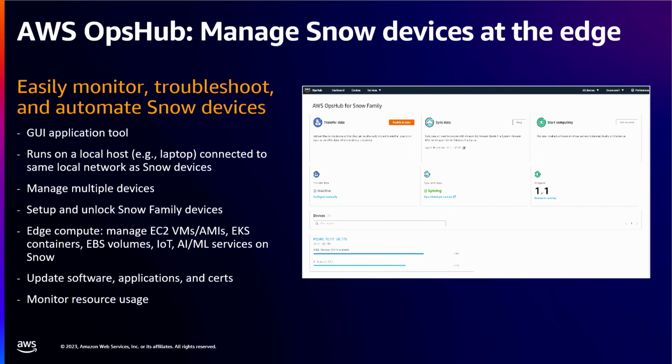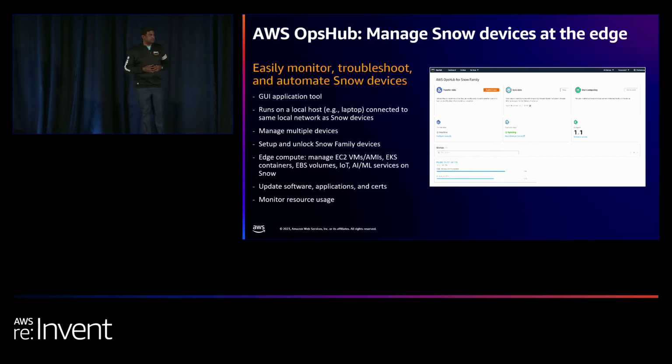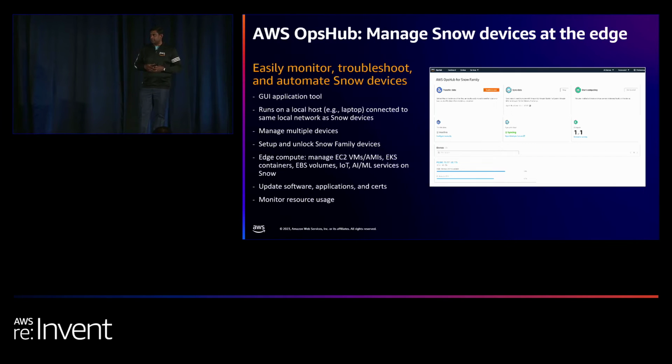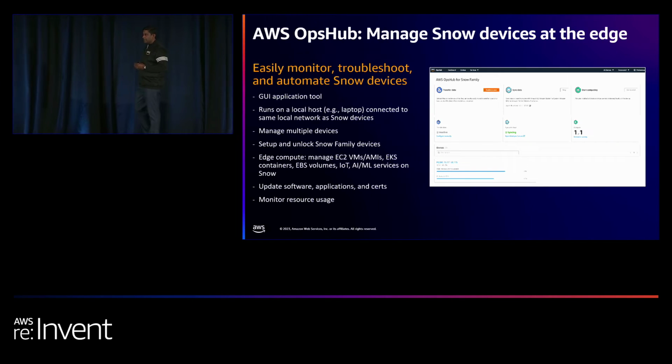So how do you manage these Snow devices that are deployed at the rugged edge and not connected back to the region? You can use AWS Ops Hub, which is a graphical user interface tool to manage multiple Snow devices operating at those rugged edge locations. The Ops Hub tool itself runs on a local host. Think about a laptop that's connected to the Snow devices in the same local area network. You can use Ops Hub to set up and configure all the Snow devices at that rugged edge location.